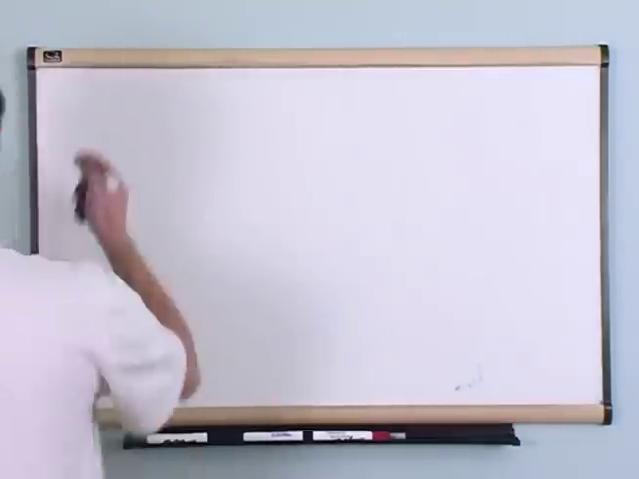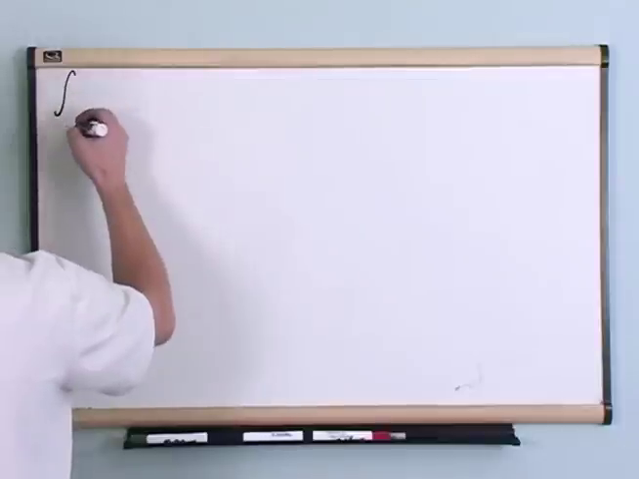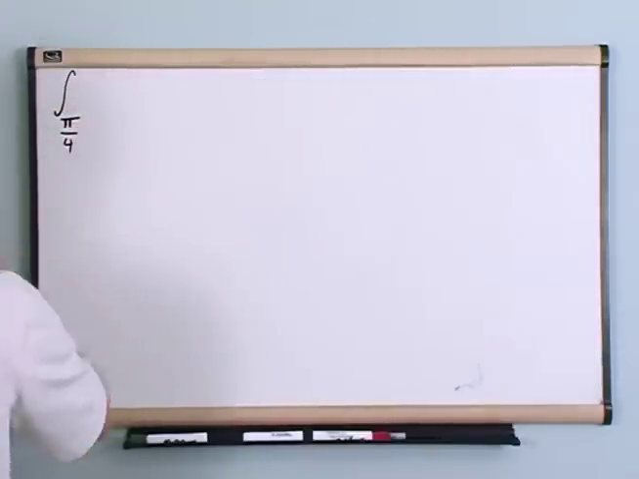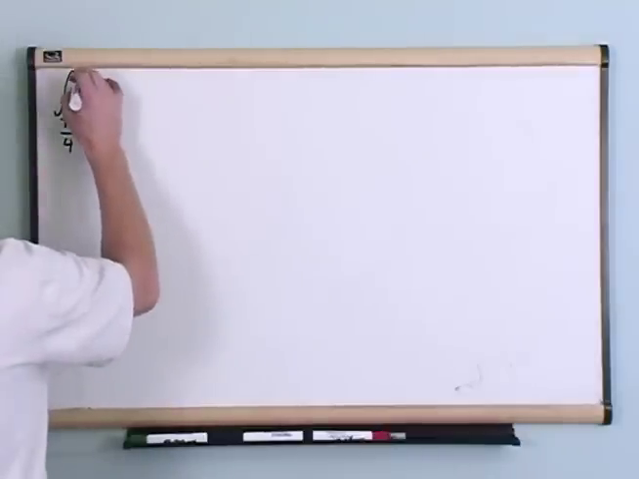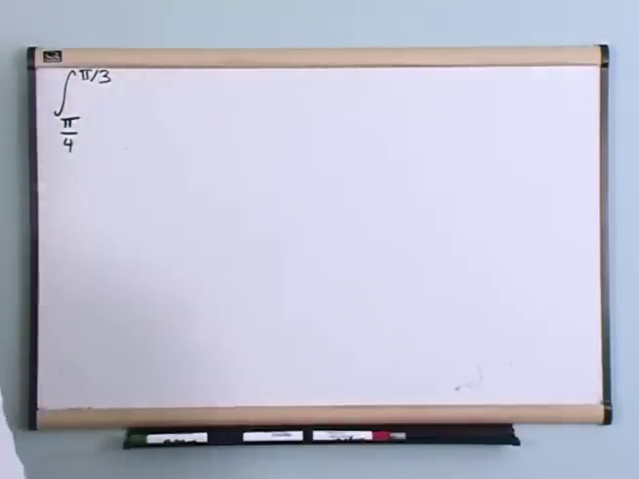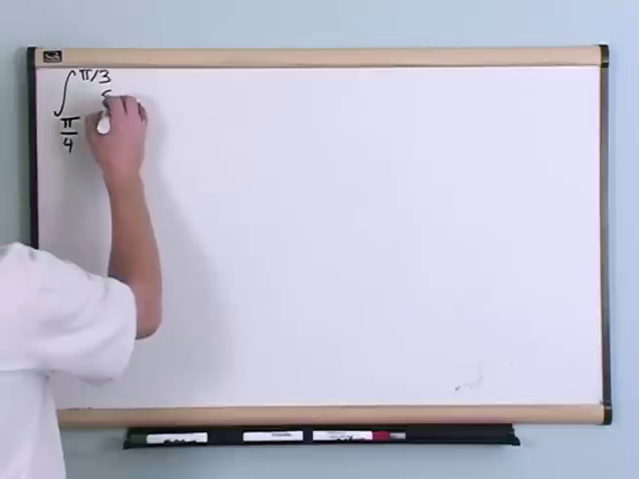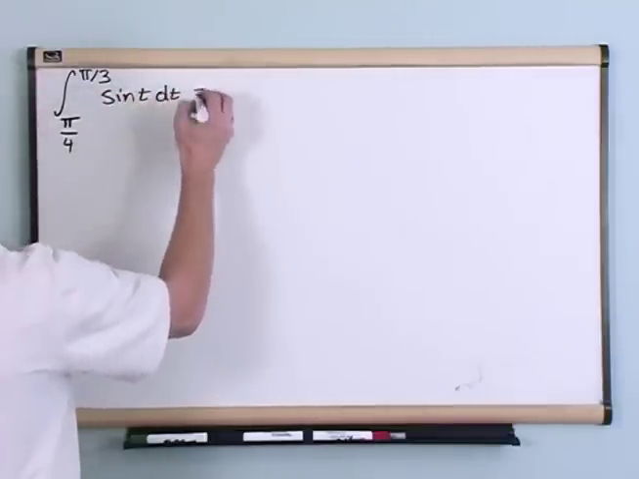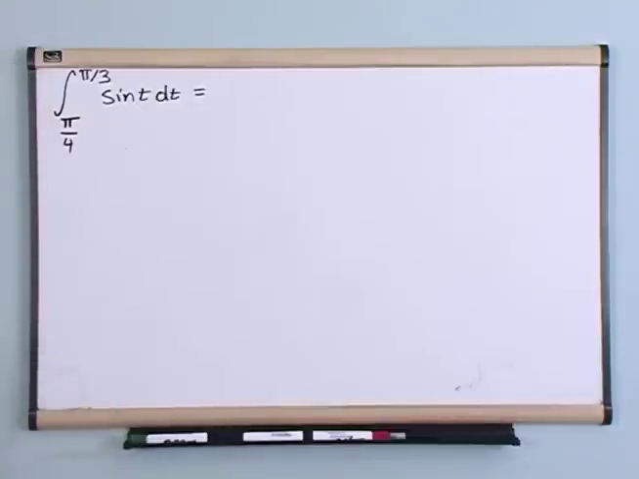Let's switch gears a little bit and do an integral of a type we haven't done so far. From positive pi over 4 to positive pi over 3. That's the limits of integration. And what we're integrating is sine of t dt. And we want to find out what this is equal to.